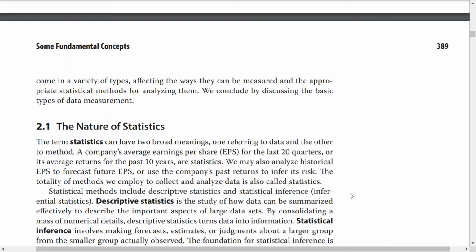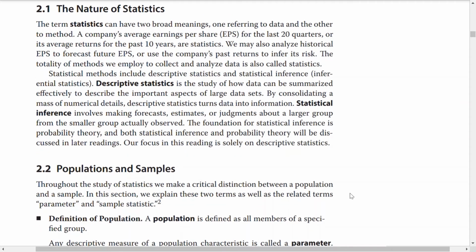The nature of statistics. The term statistics can have two broad meanings, one referring to data and the other to method. A company's average earnings per share, or EPS, for the last 20 quarters or 5 years, or its average return in the past 10 years.